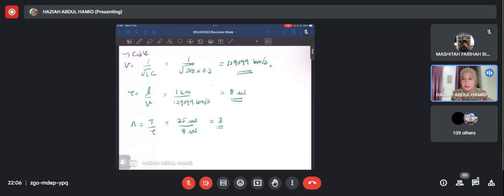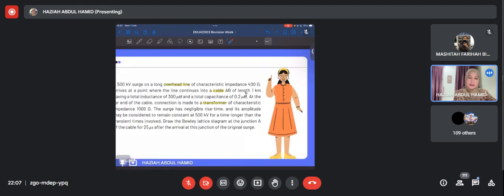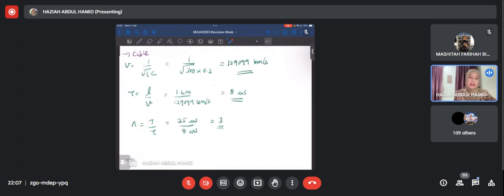Okay, first determine the speed dulu, and then determine how long it takes, kan, berapa lama masa it takes for us to travel from the start point to the stop point. Okay, hujung ni sampai hujung tu 8 microsecond. That of course depends on the length lah, kan. So since the length dia bagi 1 km dalam soalan tadi, nampak 1 km. Okay, so saya dapat 8 microsecond.